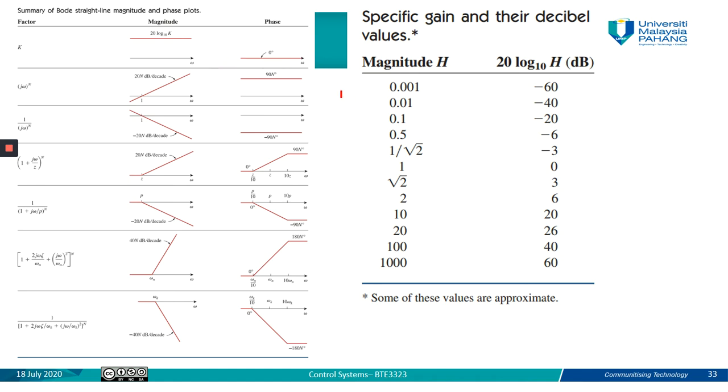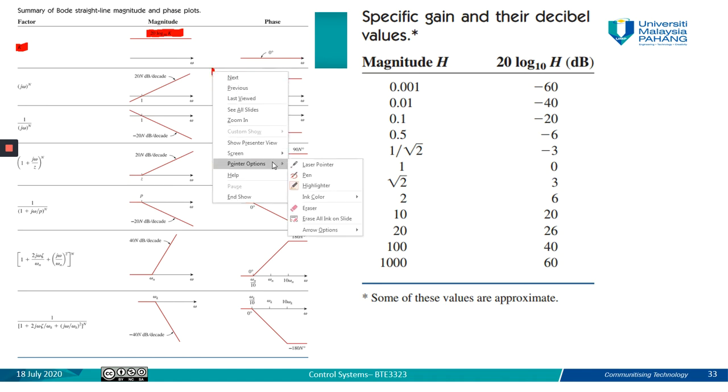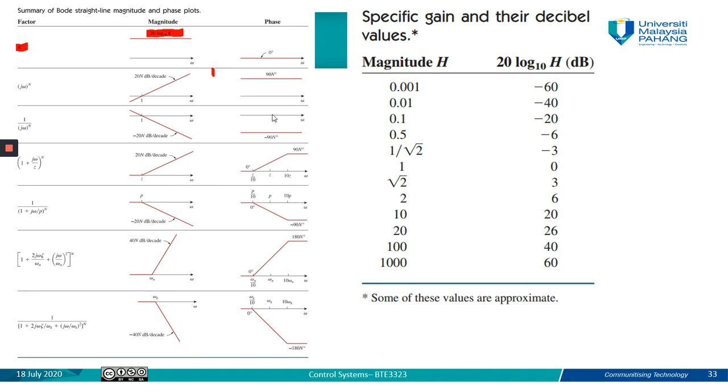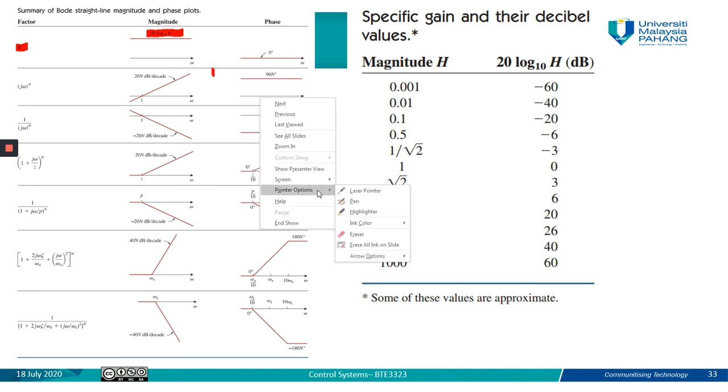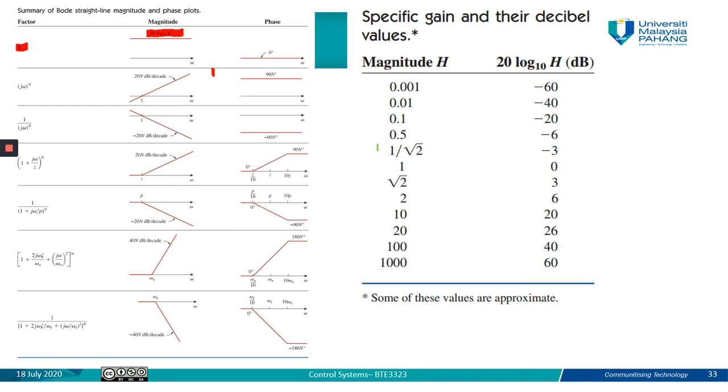But before we go to the example, we want to summarize all this in this table. We have two tables here to summarize the factor and the magnitude and phase drawn. So for the factor K, the magnitude is 20 log K, whatever the value of K, then the phase will be 0. This is for the gain, whatever the value of the gain. The gain can be any positive number. So the angle is 0, the gain is 20 log of whatever the value is, so it will change.